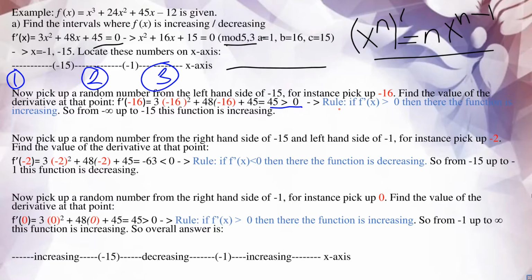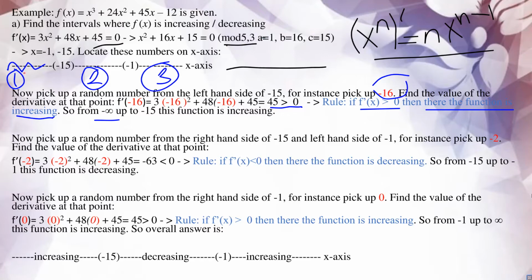So our rule in this subject says, if the derivative is greater than 0, which is the case with us, then there the function is increasing. Okay, where did you pick up this number from? Minus 16. You picked it up from here, isn't it? From the first part. Okay, so you're going to say this. From minus infinity up to minus 15, this function is increasing because the derivative there is positive. And I say from minus infinity because the beginning of this line is at minus infinity.